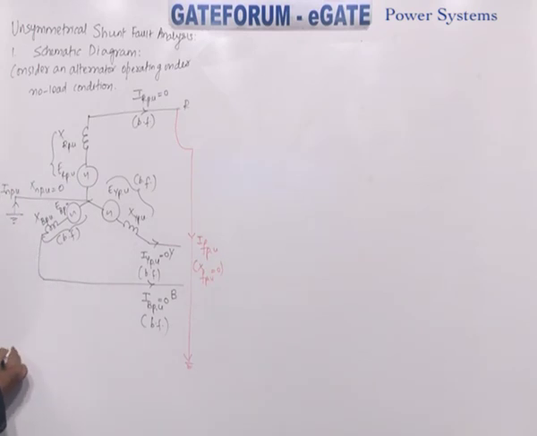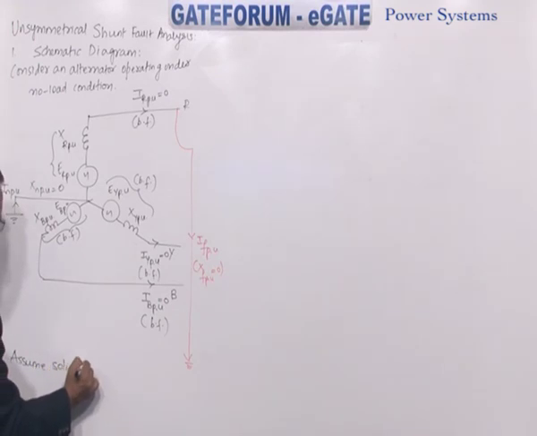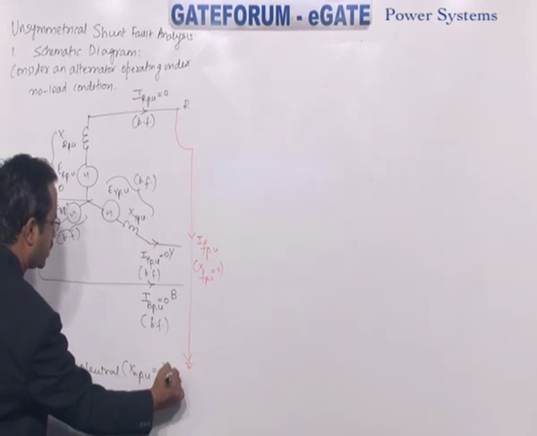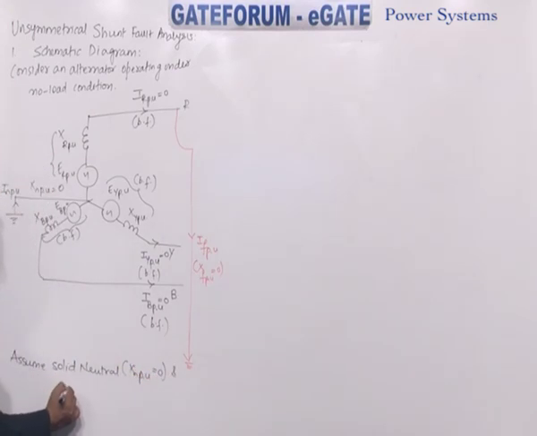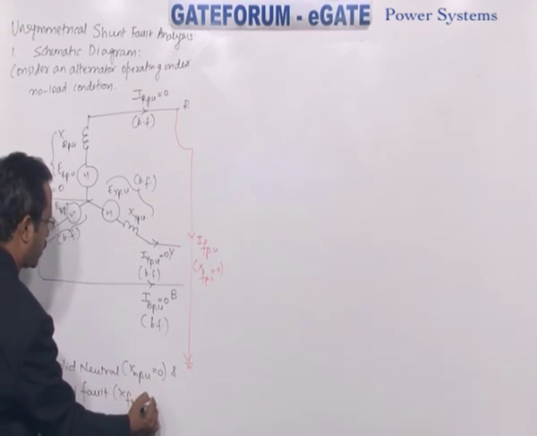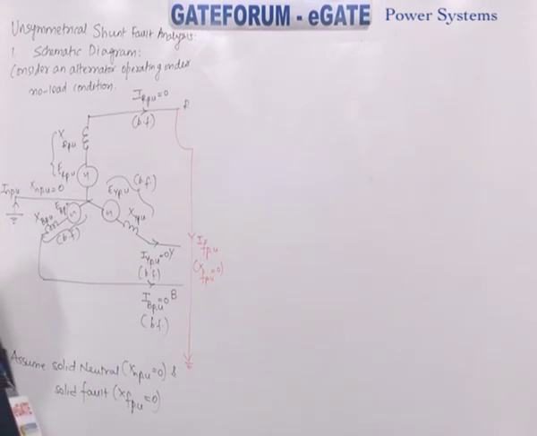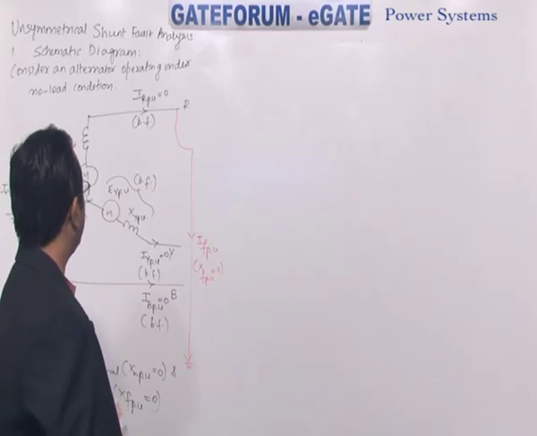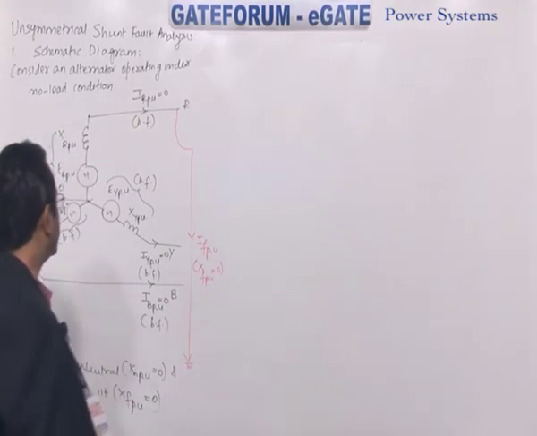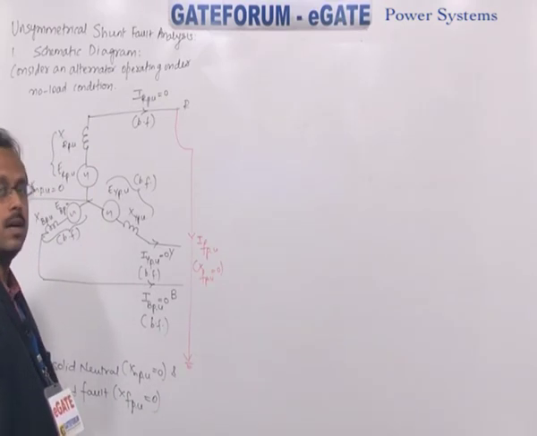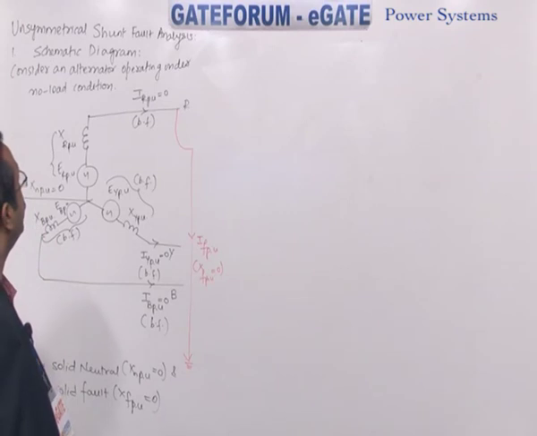So now we assume solid neutral, Xn per unit 0, and a solid fault, that is XF per unit 0. So this is the schematic diagram.